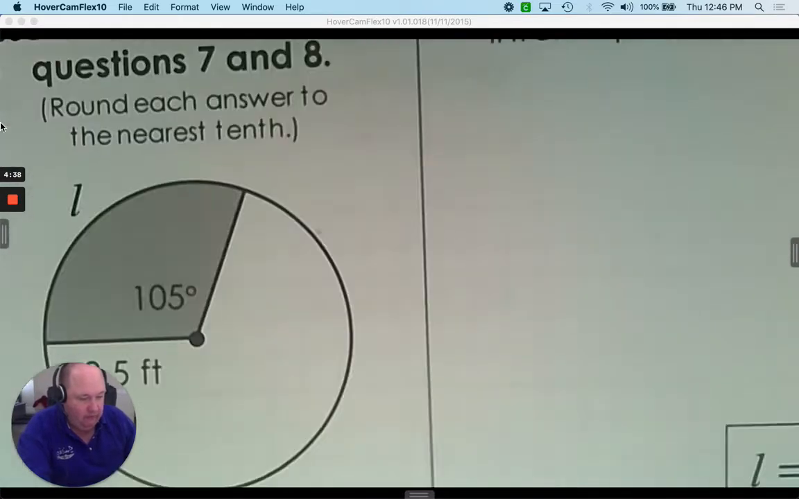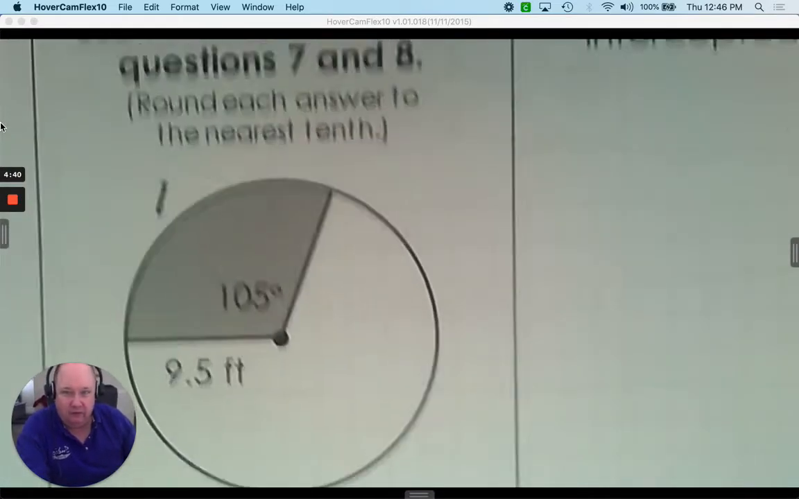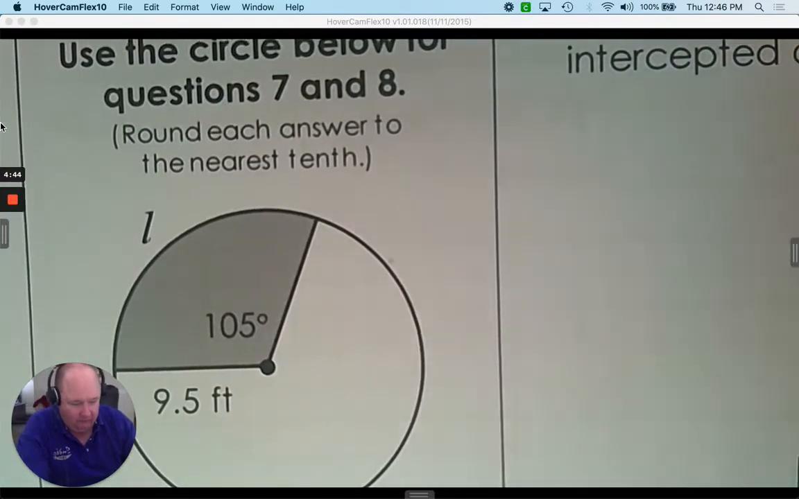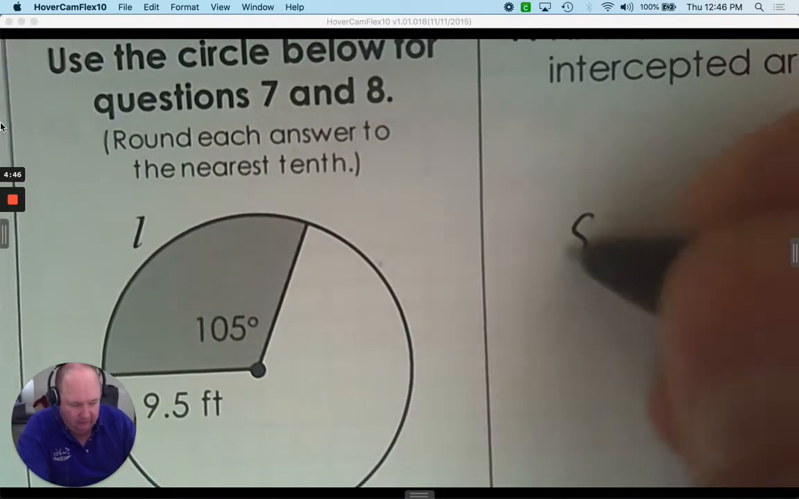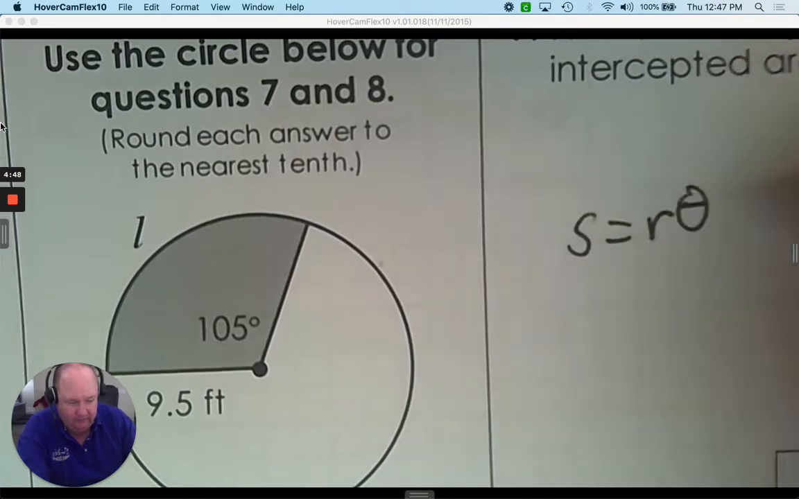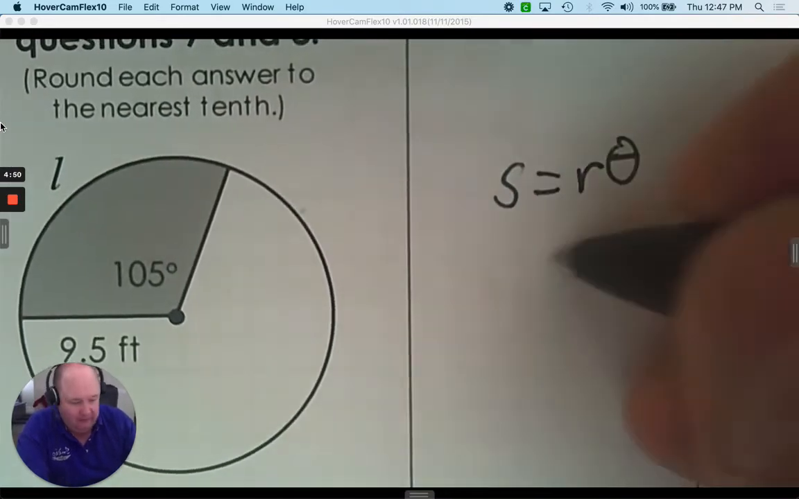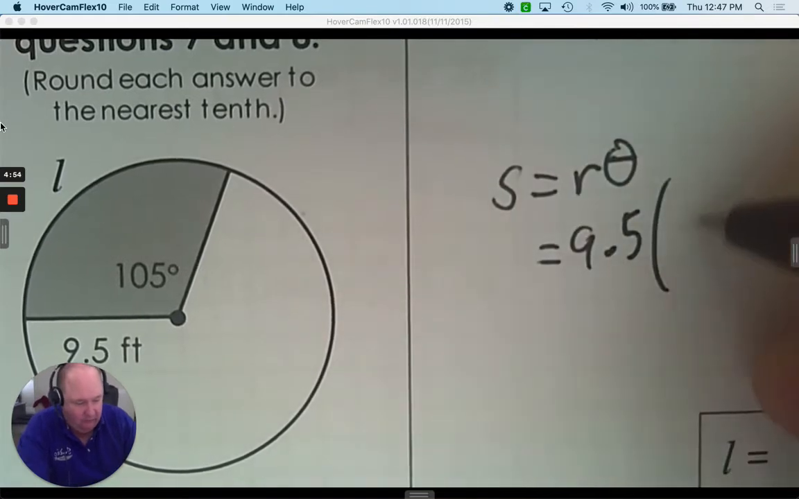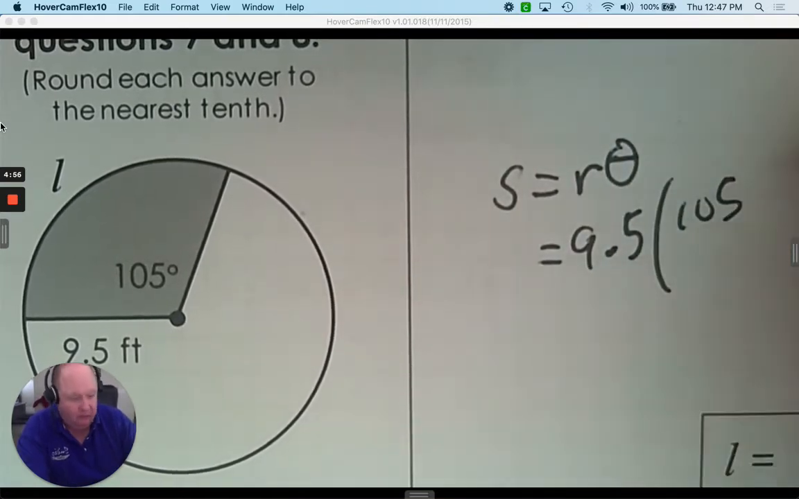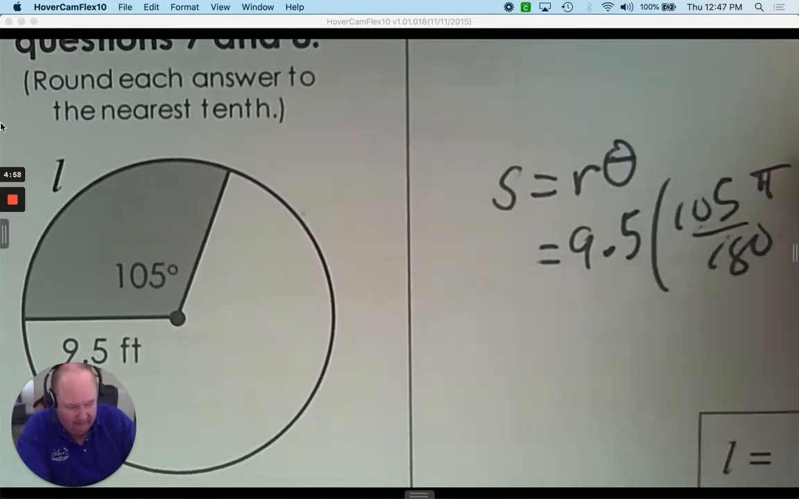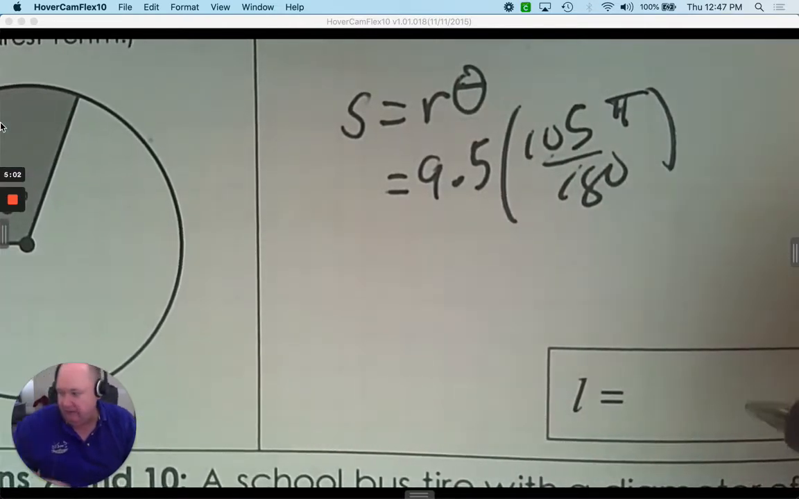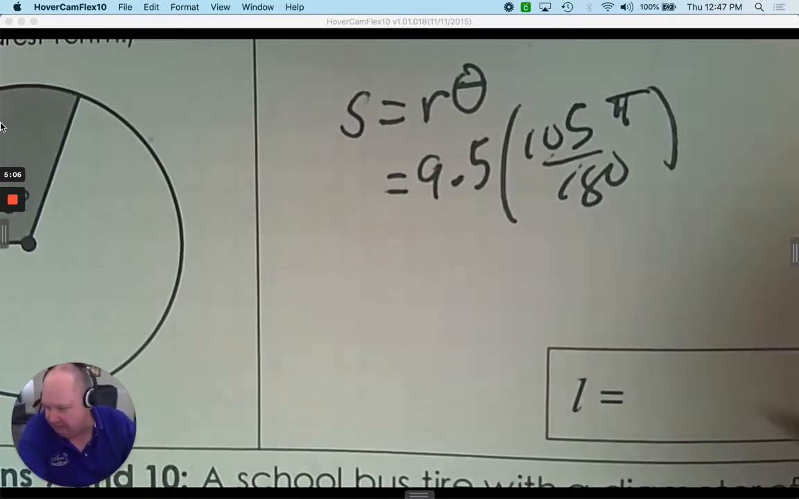All right, use the circle below to answer each question. So I want to find the arc length of L. The formula for arc length, we use the letter S, is the radius times the angle, but it needs to be in radians. So the radius is 9.5. The angle is 105. So I need to change that to radians. That's pi over 180. Now, you'd put that in a calculator, and your answer would be 17.4.